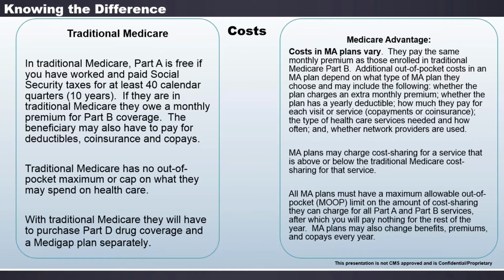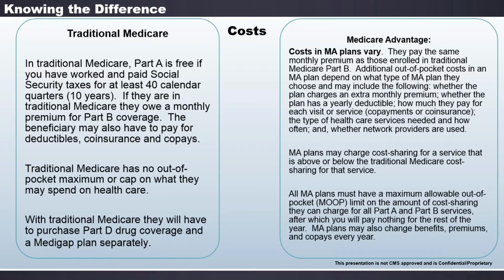With the Medicare Advantage plans, they pay the same monthly premium as those enrolled in traditional Medicare Part B. There are additional out-of-pocket costs in the Medicare Advantage plans depending on what type of plan they choose. They may include the following: whether the plan charges an extra monthly premium or has a yearly deductible, how much they pay for each visit or service, usually their co-insurance or co-payments, the type of healthcare services needed and how often they need them, and whether that's a network provider. As I said, if they go outside of the network, it's going to cost them more.